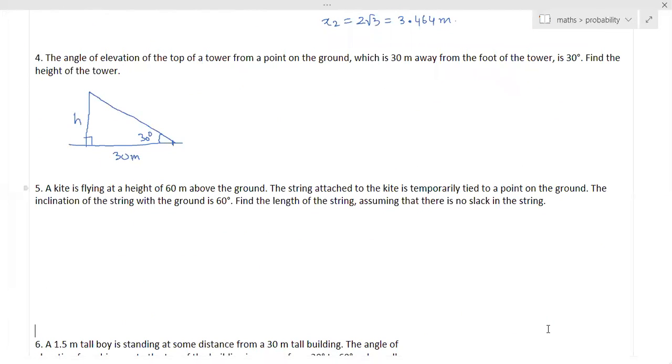Thirty by root 3, 10 root 3. Ma'am, 17.32. Yeah, 10 root 3, 17.32.